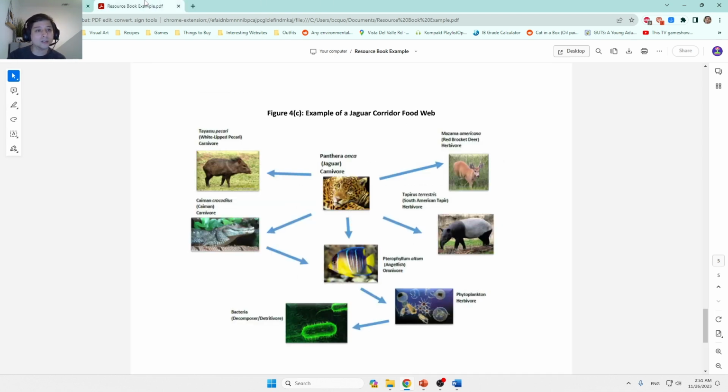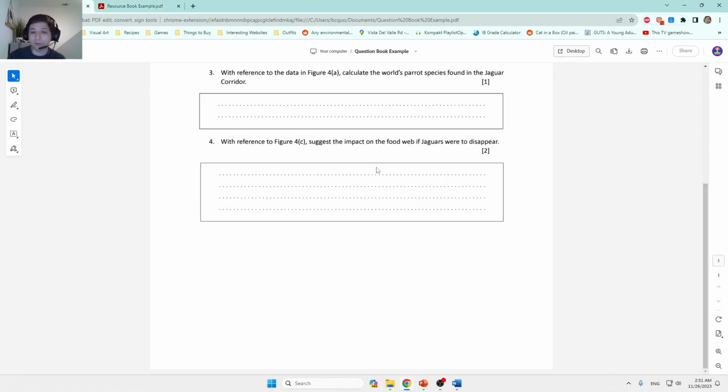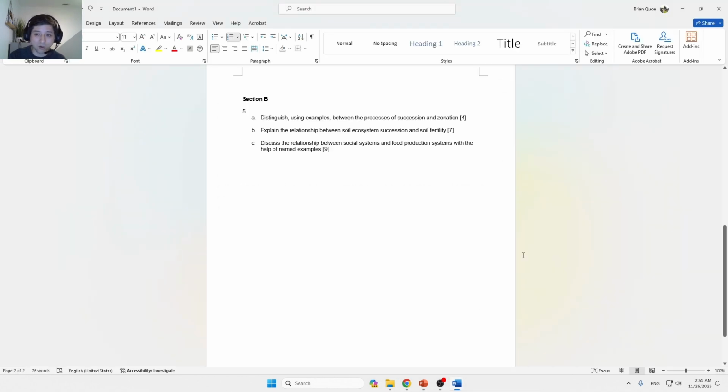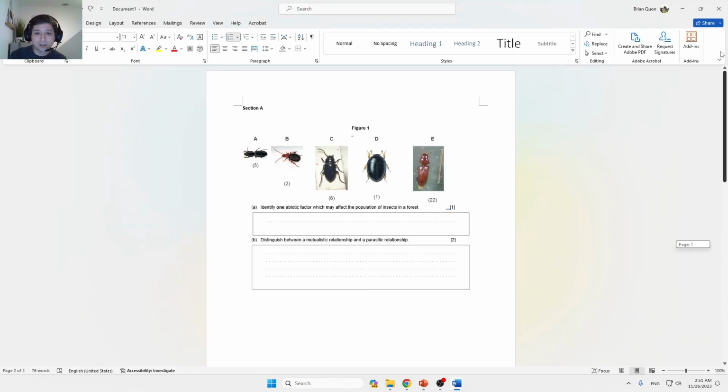Okay, so that's paper 1. Again, a little bit unique case study situation. Paper 2, let's go to it. Okay, so there are 2 sections for paper 2. Section A is your short answer questions and your data analysis questions.